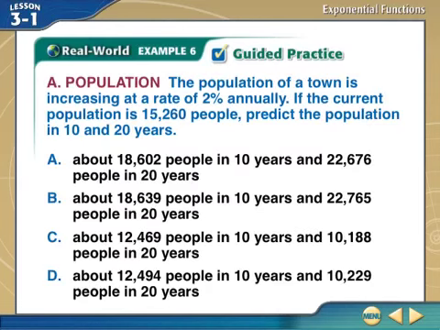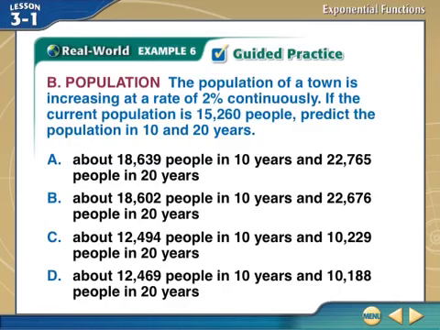In Real World Example 6, in Guided Practice, we will be discussing population again. The population of a town is increasing at a rate of 2% annually. Annually again means yearly. If the current population is 15,260 people, predict the population in 10 and in 20 years. You have 4 choices here, A, B, C, and D. I would like you to go ahead and calculate your response and then hit submit once you have decided on your response.